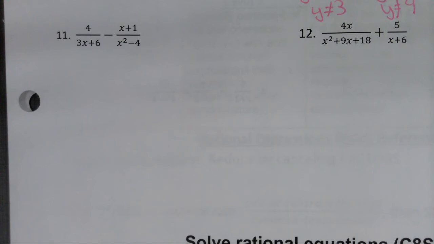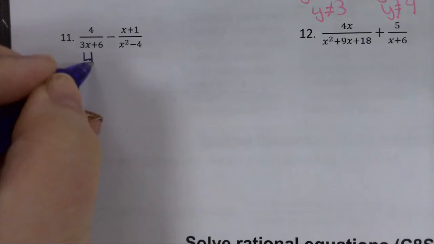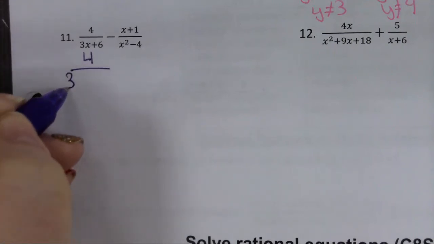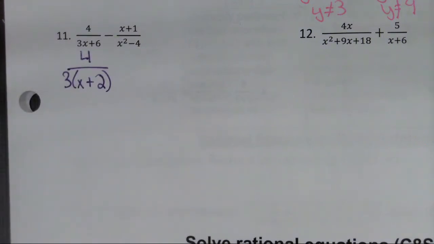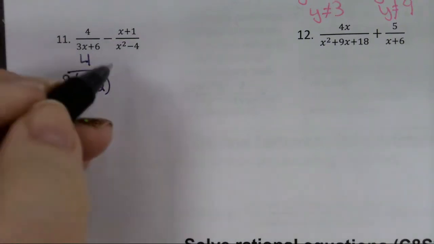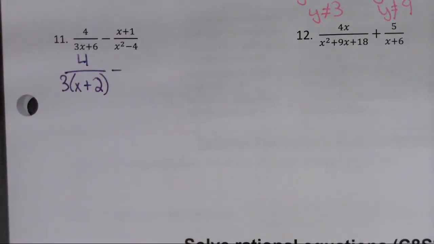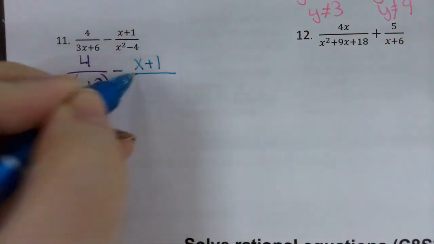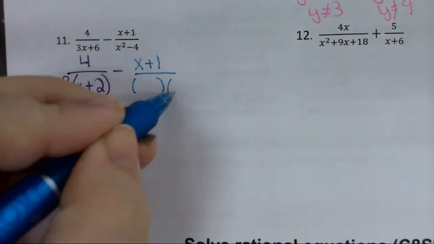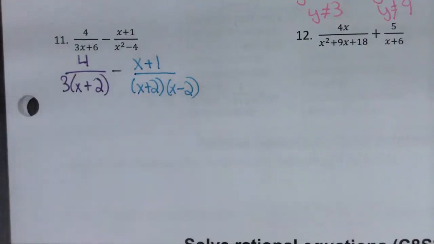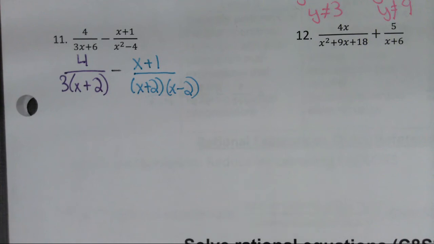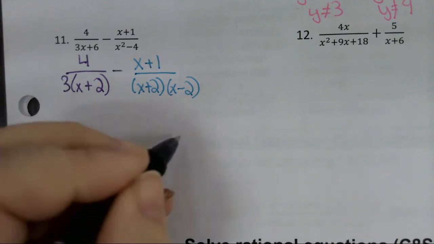So we're factoring first. I'll take the first one, and the numerator doesn't need to be factored, but the denominator has a GCF. And in the second one, the numerator does not need to be factored. Stays as x plus 1. And the denominator is 2 perfect squares with a minus in the middle. So we have x plus 2 and x minus 2. Now that we've factored it, we'll find our common denominator.